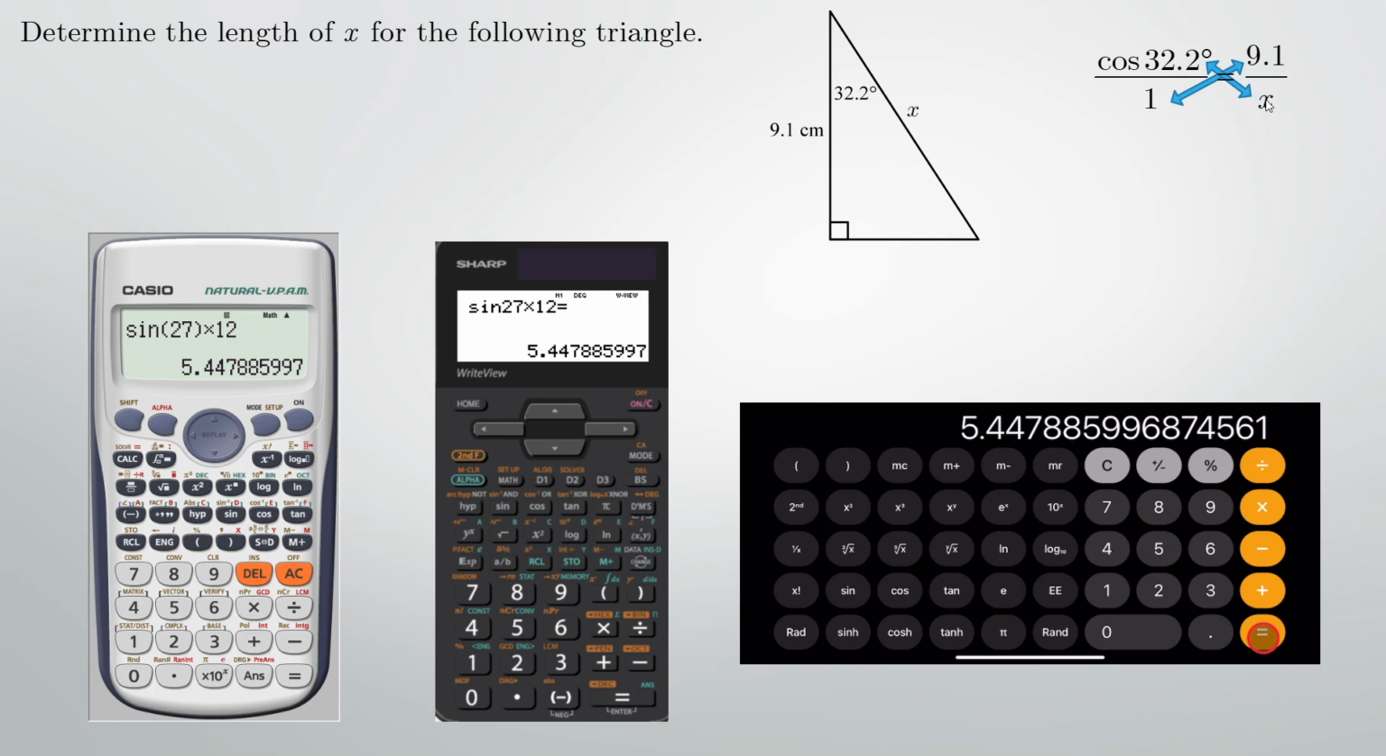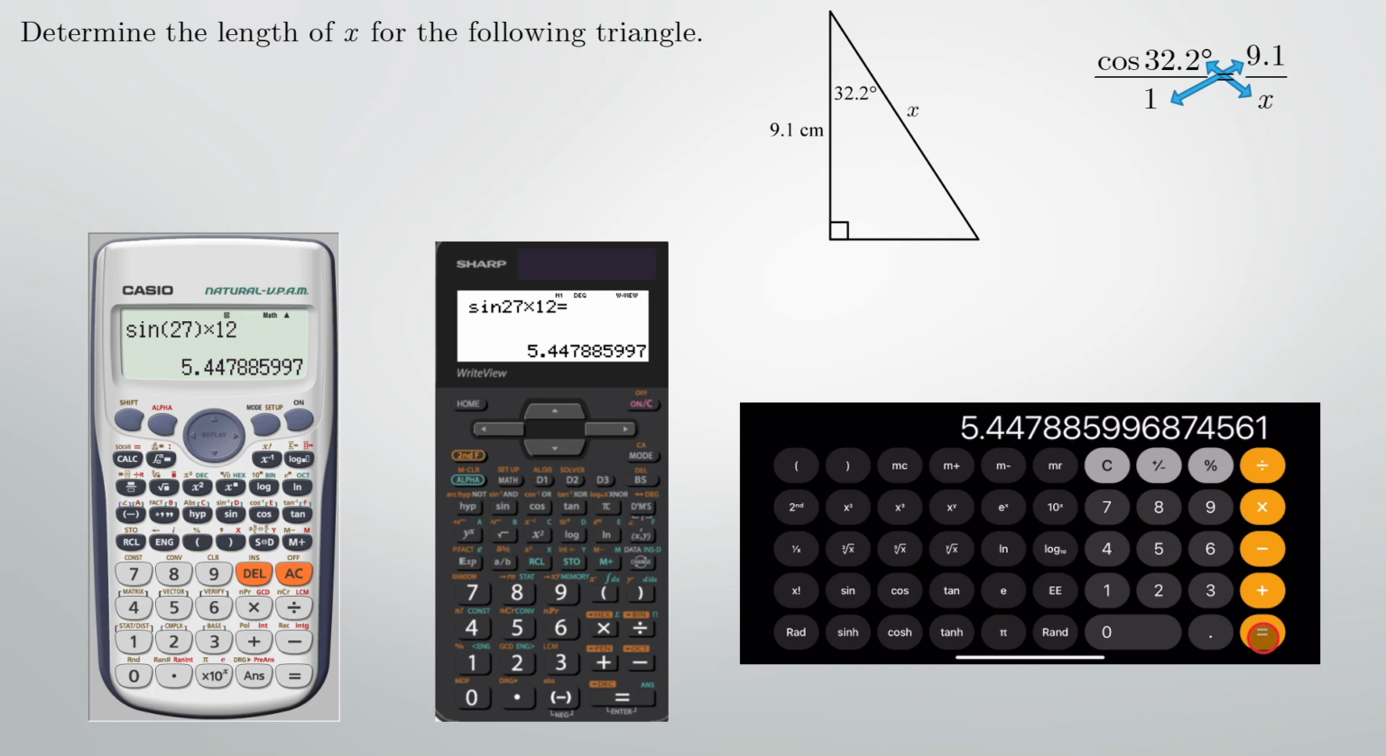So let's think about that for a sec. Something times x is going to work out to 9.1. So how do we figure out x? Well, we use the opposite of multiplying, which is dividing. So if cos 32.2 times x is 9.1, then we can find x by doing 9.1 divided by cos 32.2. And I'm not going to write that down here. I'm just going to type that into the calculator.